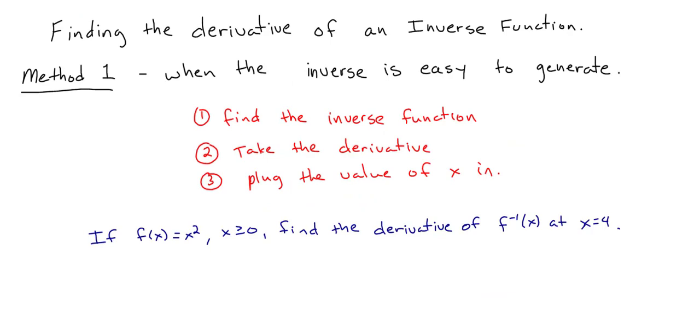So find the derivative of an inverse function. So I have an inverse function, and I'm finding the derivative. So d dx out in front, or just a prime out there, right? There's a couple different ways we could write this. This method, method 1, will be used when the inverse is actually easy to generate, when we can actually find the inverse function, that is.